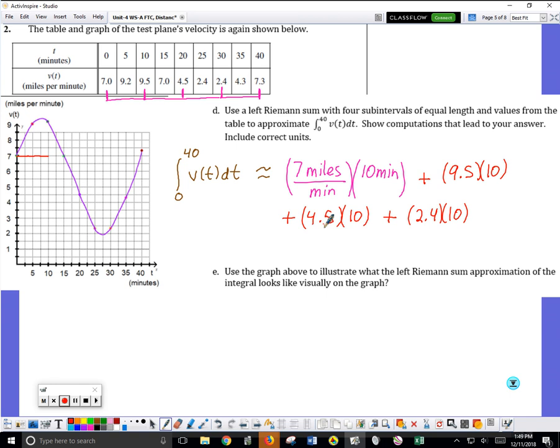How many knew it? 2 points. If we need me to repeat, just wave at me. Sorry, please. And then this is still 10? Right, because even if we're doing a midpoint sum, if they've specified 4 subintervals, each subinterval still has to be 10 long. So the change in time is still 10. We're just picking a different velocity.